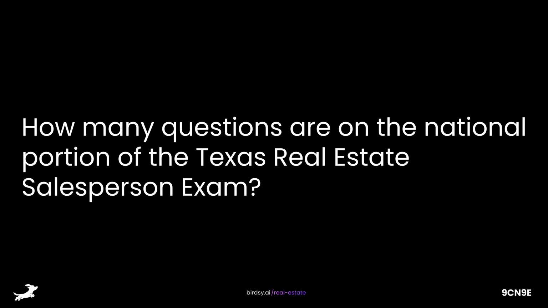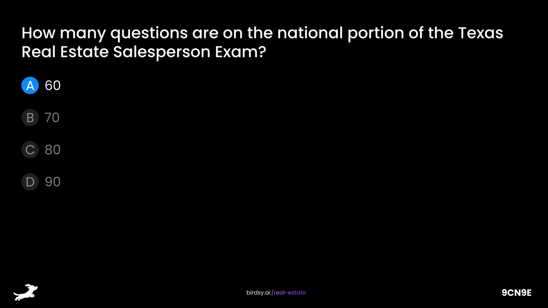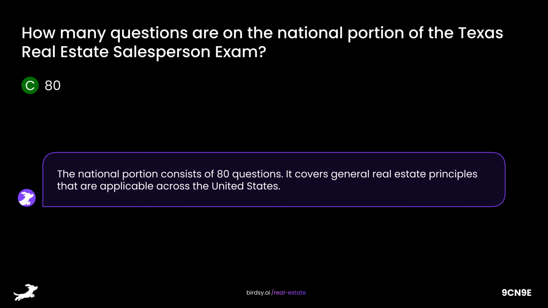How many questions are on the national portion of the Texas Real Estate Salesperson exam? Is it A, 60, B, 70, C, 80, or D, 90? The answer is C, 80. The national portion consists of 80 questions. It covers general real estate principles that are applicable across the United States.